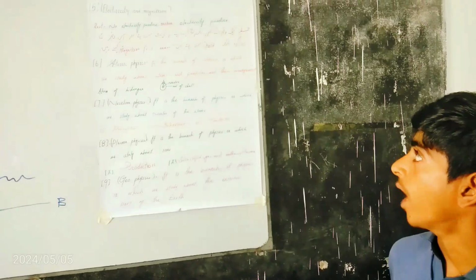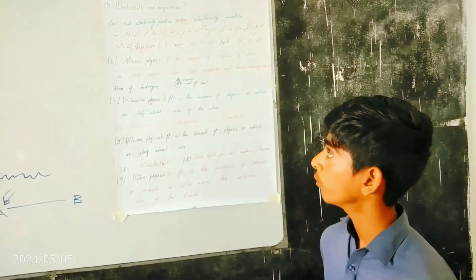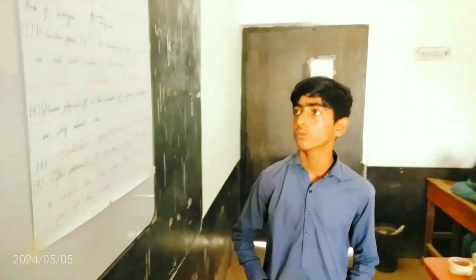That wire's surroundings will make a field, and that field we name magnetism. And the sixth one is atomic physics. It is the branch of physics in which we study atoms and particles and their arrangement. Atom of hydrogen, atom nucleus and outer shell.